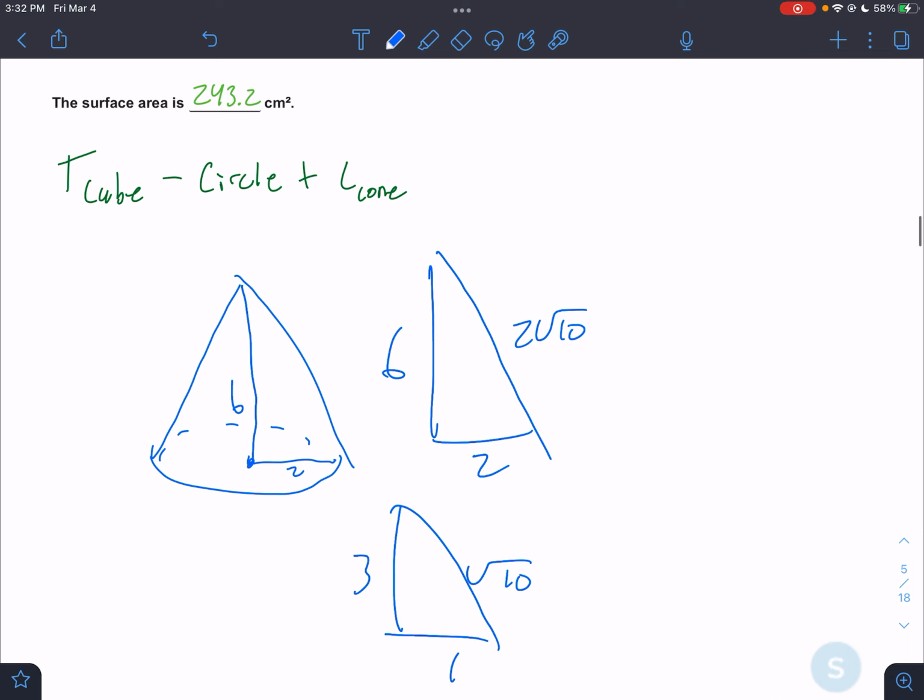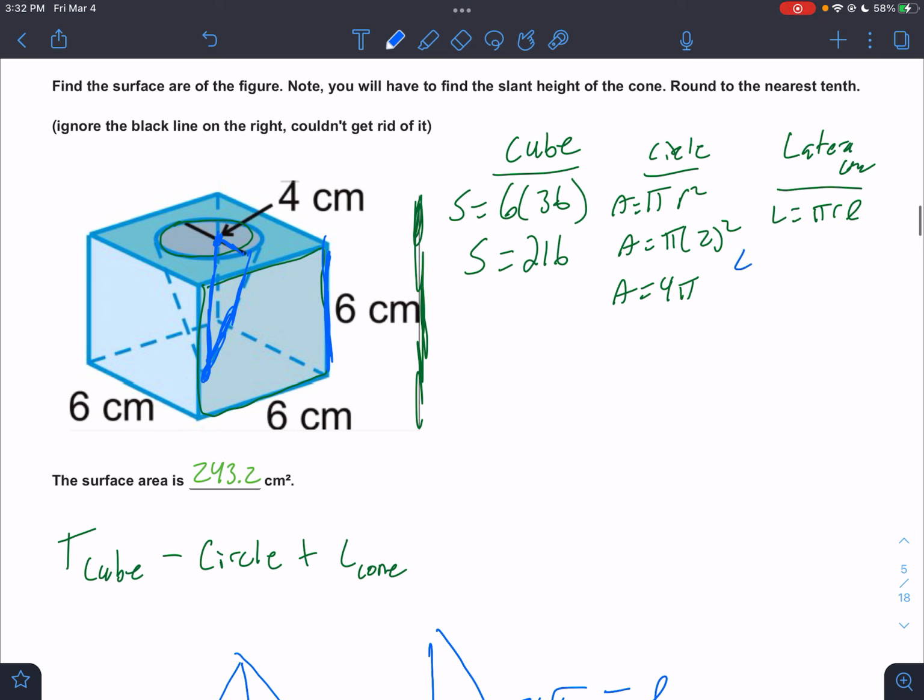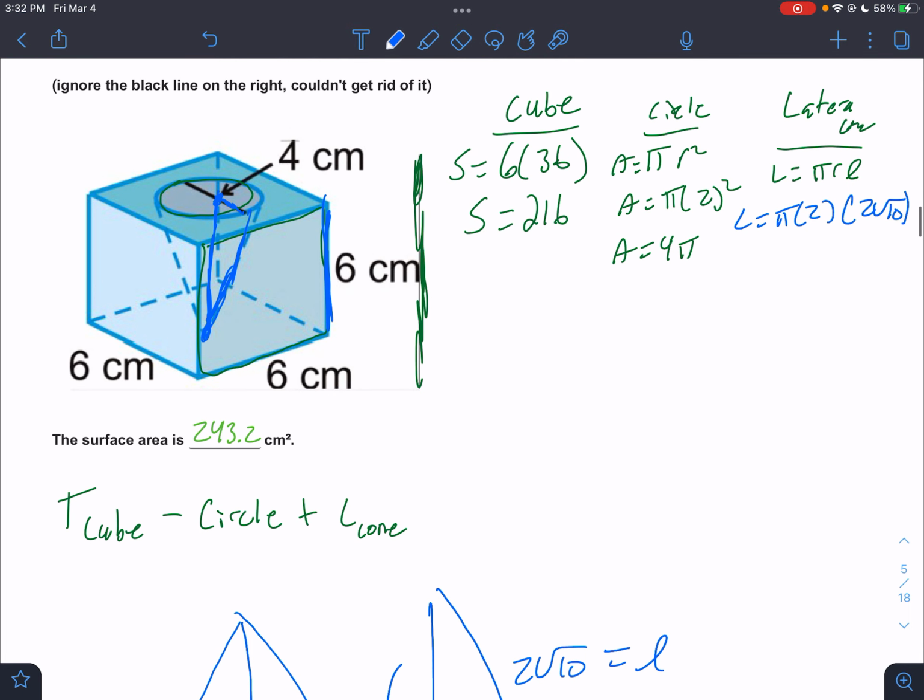So the slant height is 2 root 10. So the lateral is going to be pi times the radius times the slant height, 2 root 10. So my final answer is the cube minus the circle plus, what would that be?